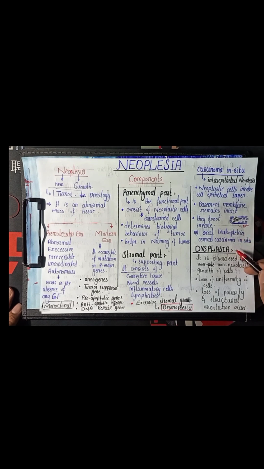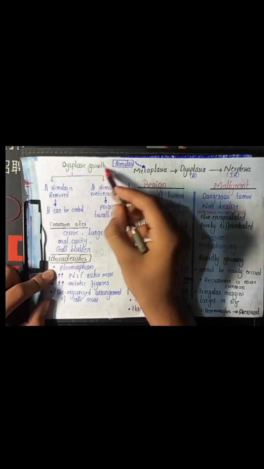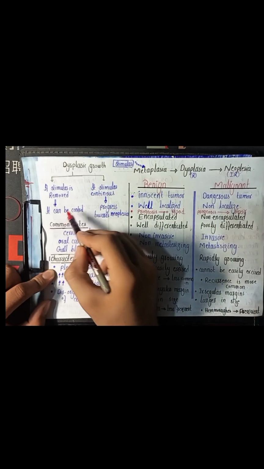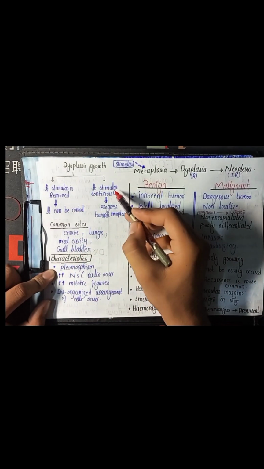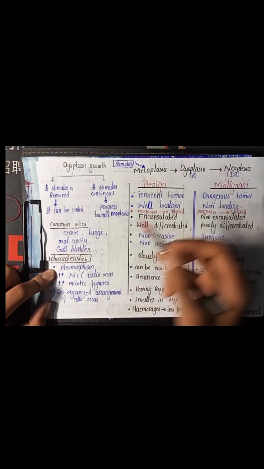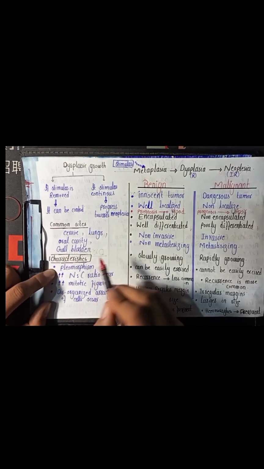The second one is dysplasia. Dysplasia is the disordered, non-neoplastic growth of the cell. In dysplasia, the uniformity of the cell is lost, and similarly there is also loss of cellular polarity and structural orientation. The dysplastic growth depends upon the presence of the stimulus. If the stimulus is removed, then the dysplasia can be reversed and it can be controlled. But if the stimulus or the stress continues, then the dysplasia progresses toward neoplasia. The common sites involved in dysplasia are the cervix, lungs, oral cavity, and the gallbladder.